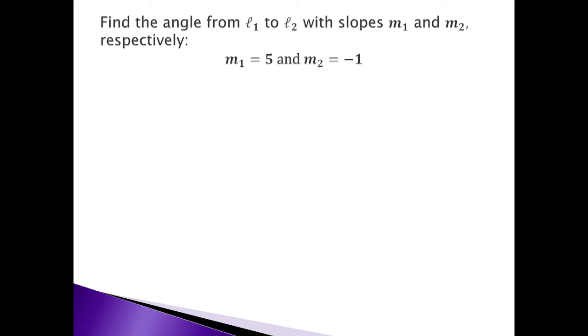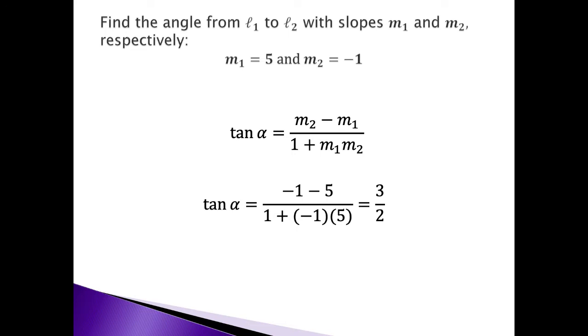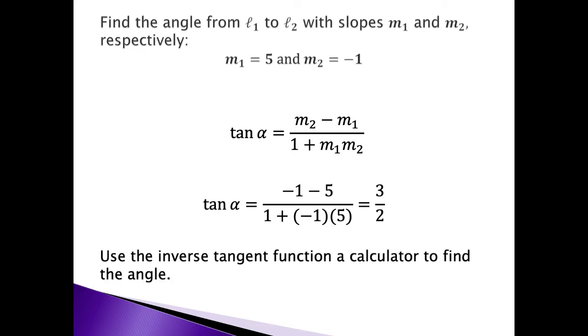Find the angle from L1 to L2 with slopes M1 and M2 respectively. So M1 is 5, M2 is -1. So we want to find the tangent of alpha: M2 minus M1 over 1 plus M1 times M2. Plugging it into our formula, we have that it's 3/2. So using the inverse trig function on your calculator, you find the angle.